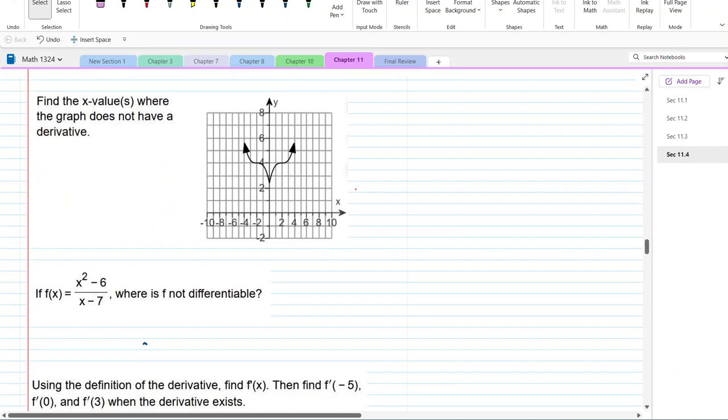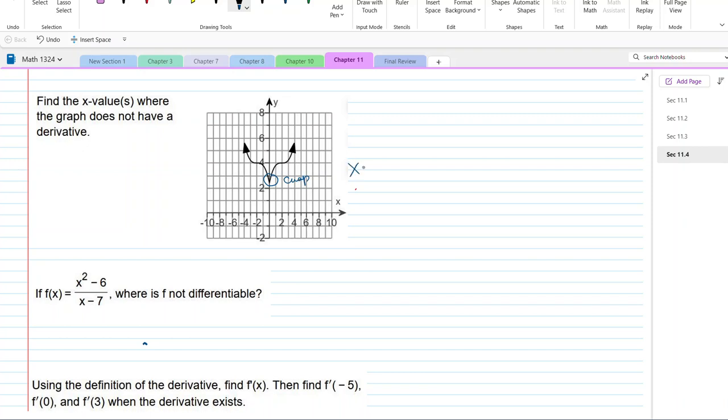So here we have an example that we want to do. Find the value or values of x where the graph does not have a derivative. Well, the curvatures are fine, but this is at the cusp. So at x equals 0, it is undefined, no derivative.